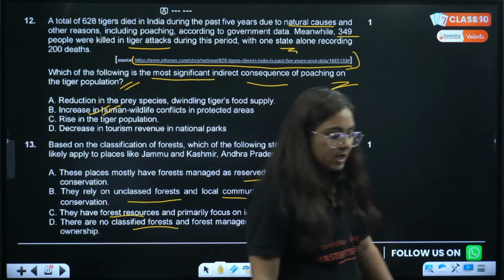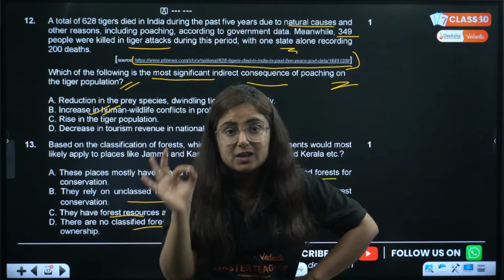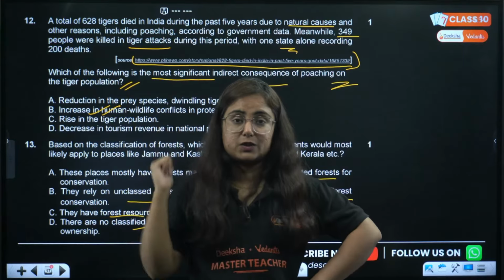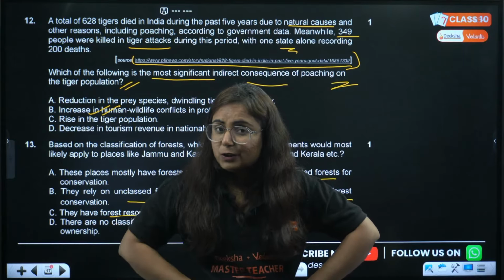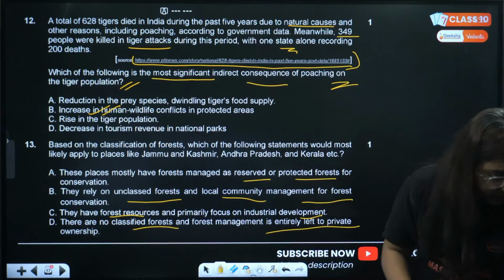What do you think? Tell me right now. Easy question, and pay attention, this question is from Forest and Wildlife, from the topic classification of forest: reserve forest, protected forest, unclassed forest. What we forget are those states. Okay, so that is the important thing.